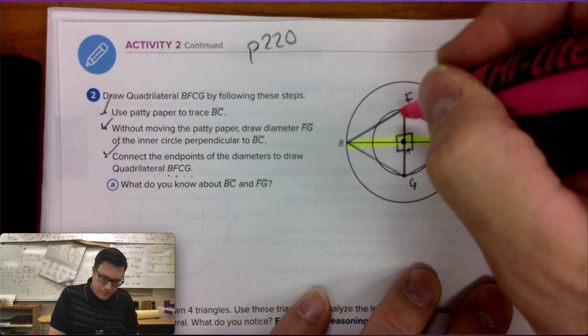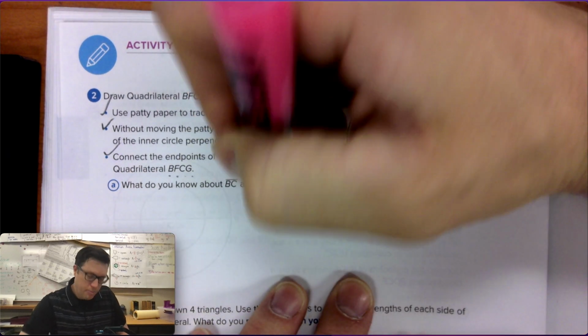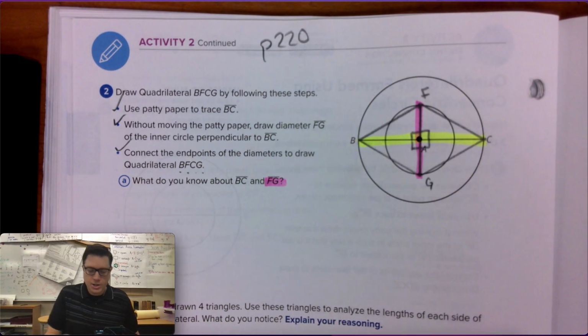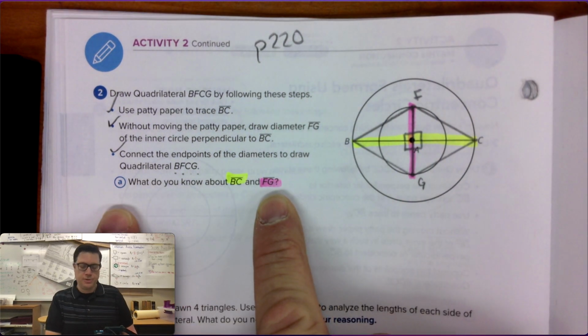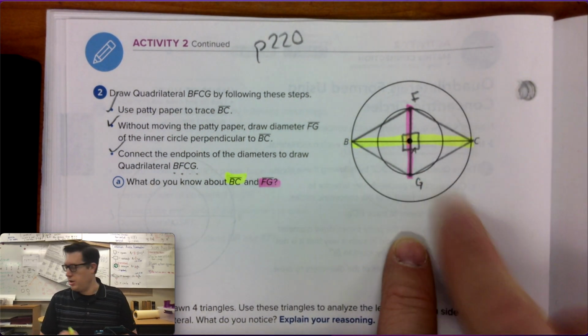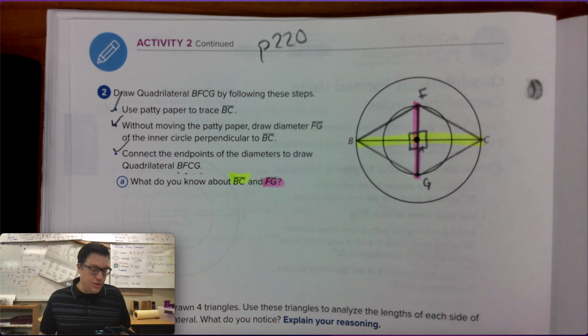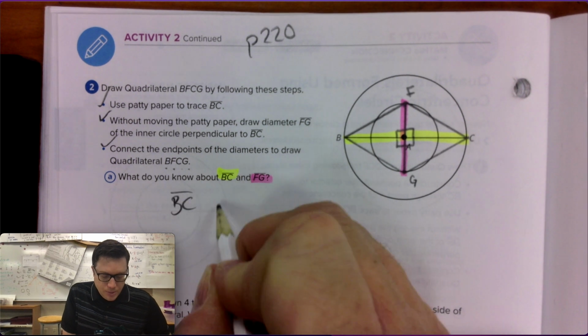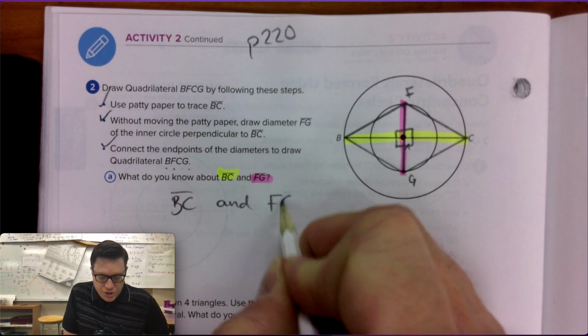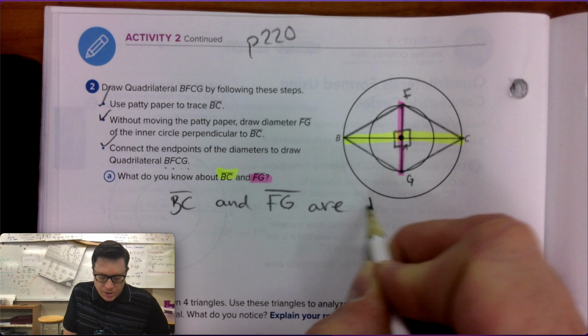And FG. And by the way, perhaps you do actually want to highlight the questions. We should be able to connect the language of the question to the diagram that's given here. One thing that I know is that they are diagonals. So BC and FG are diagonals.